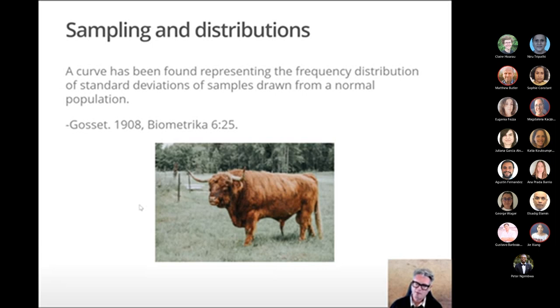One of the things we're going to talk about is the normal distribution. And you know, I've said it many times in these meetings that we don't like that way of calling it. We don't like to call it the normal distribution. We like to call it the Gaussian distribution. But actually, the frequency distribution was first introduced as a statistical tool by this fellow Gossett.